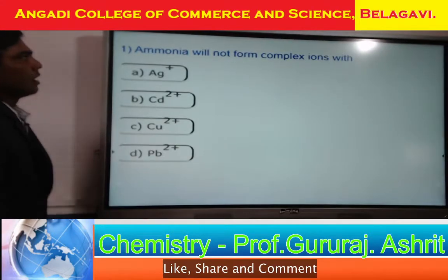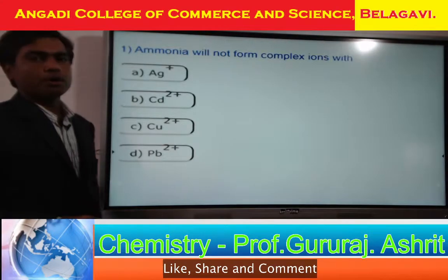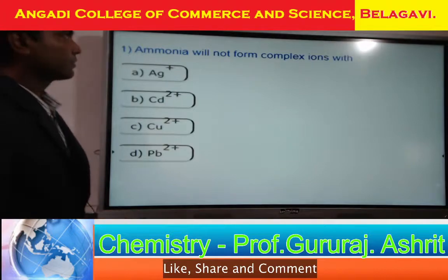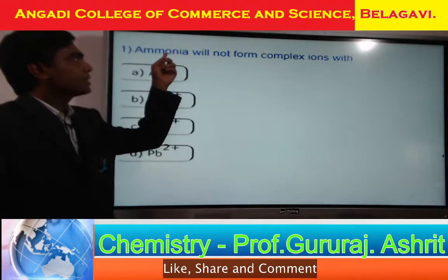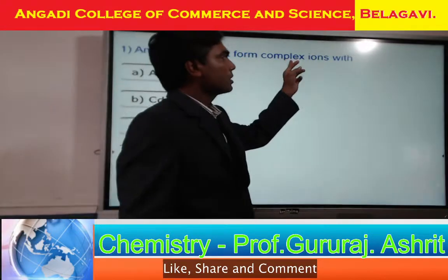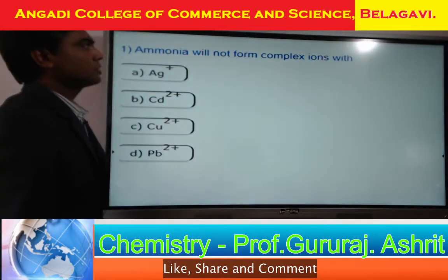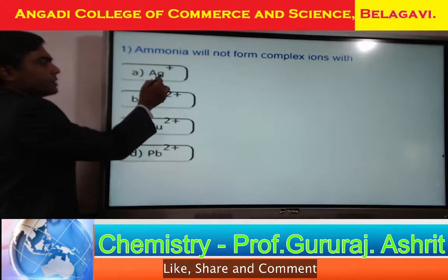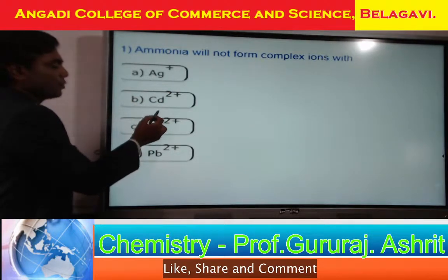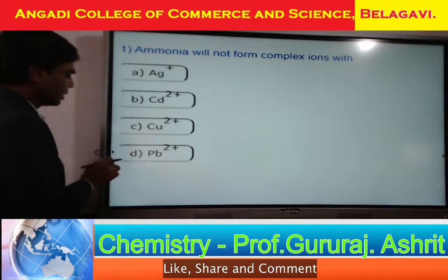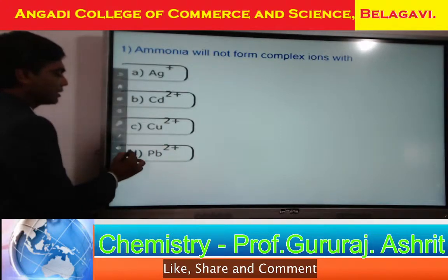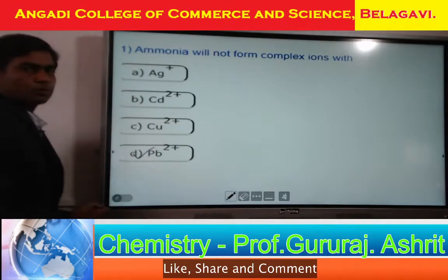Next question. Ammonia will not form complex ions with. So already you know ammonia is a Lewis base which contains a lone pair of electrons. He is asking which it will not form complex ions with. First one is silver ion, second one is cadmium 2 plus, third one is copper 2 plus, and fourth one is Pb2 plus. So directly you can tell the answer, that is Pb2 plus.